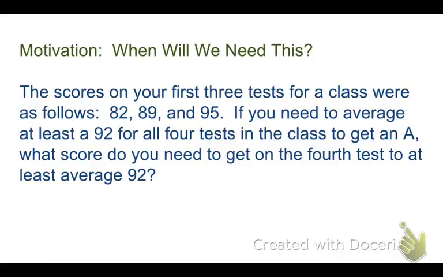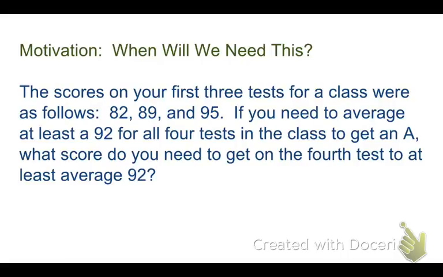out the grade that you'll need to score to get a particular grade. So in this case, our motivation is the scores on your first 3 tests for a class were as follows: 82, 89, and 95. If you need to average at least a 92 for all 4 tests in the class to get an A, what score do you need to get on the 4th test to at least average 92?